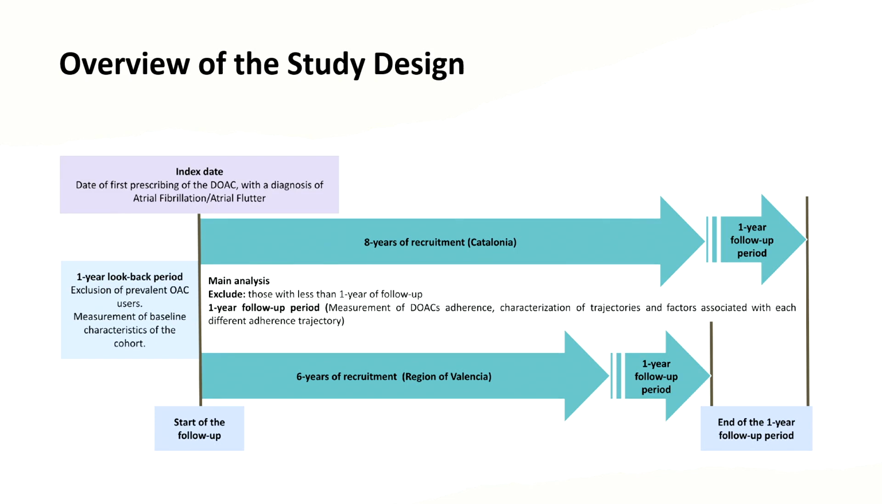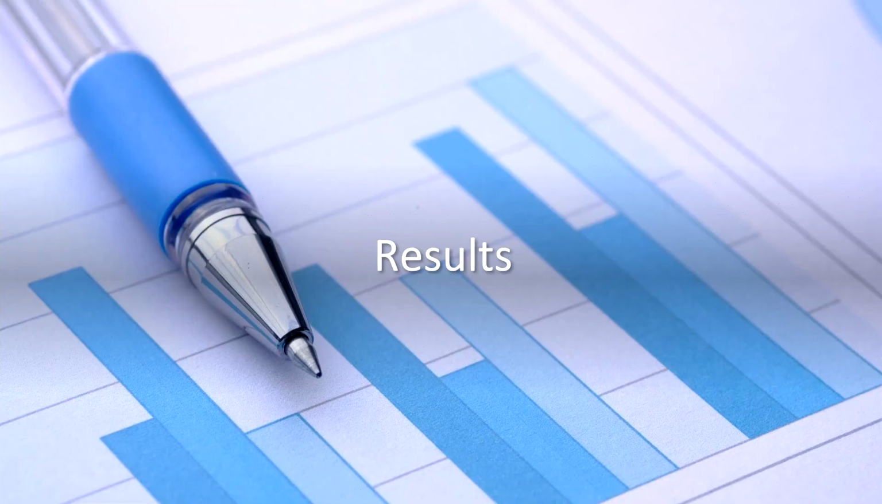The study was conducted in the population covered by the Catalan health system, 7.5 million inhabitants, and the Valencia health system, about 5 million inhabitants, which are part of the Spanish national health system. I would now like to present to you the preliminary results that we have come up with, and the final and complete results will be published in a paper currently being worked on.